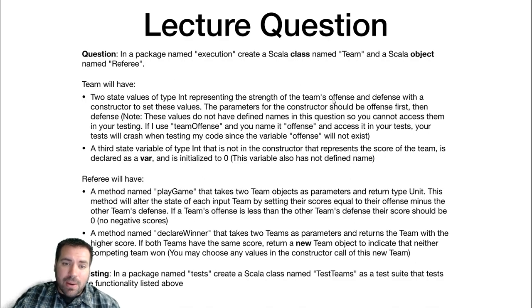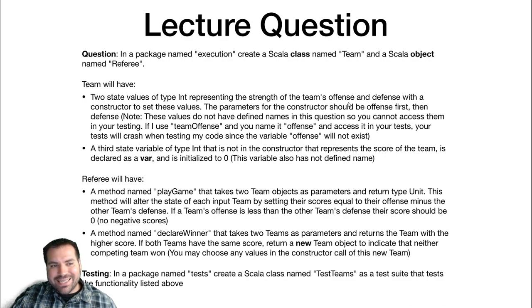So they represent the team's offense and defense, but I didn't put offense and defense in quotes. I didn't say name them offense and defense. So I can name them whatever I want. You can name them whatever you want. So if in my code, say I name them team offense and you name them just offense, if you access them in your test suite and you call them offense and you say team.offense, when that test suite is ran against my code and I use team offense for the name, it's going to crash because there's no variable named offense.